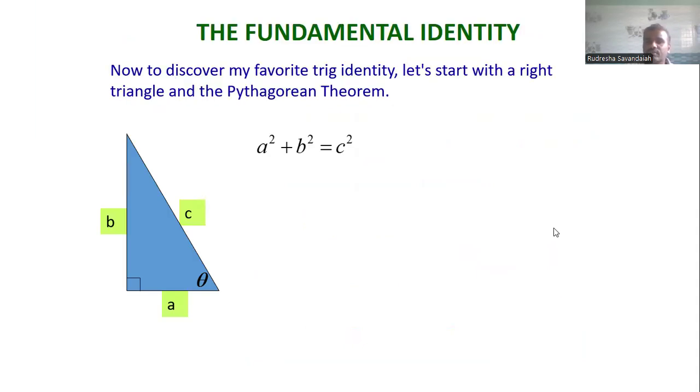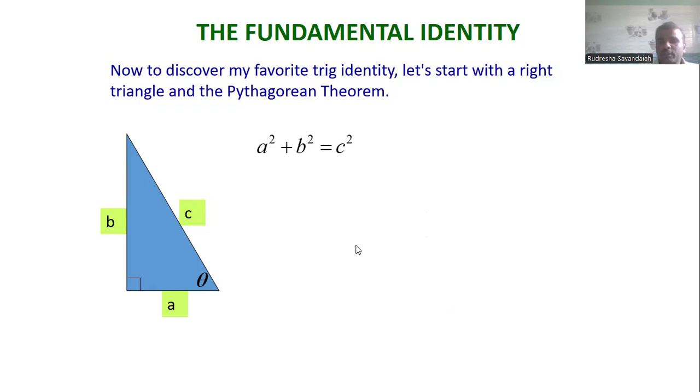The fundamental identity. A, B, C: A square plus B square equals C square. Now, to discover my favorite identity, let's start with the right triangle and the Pythagorean theorem.